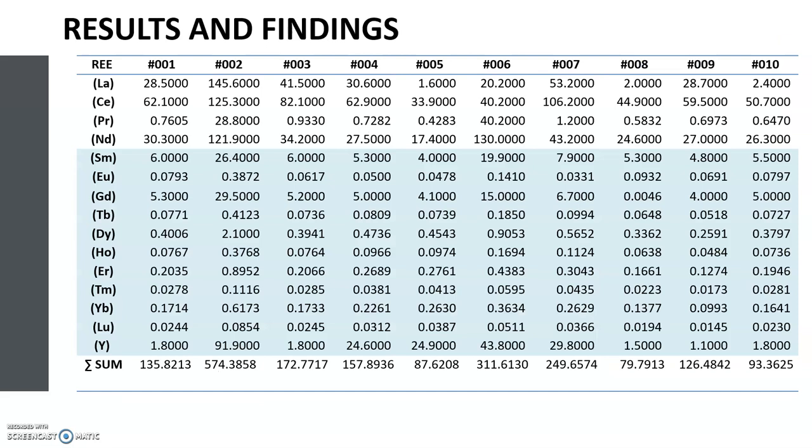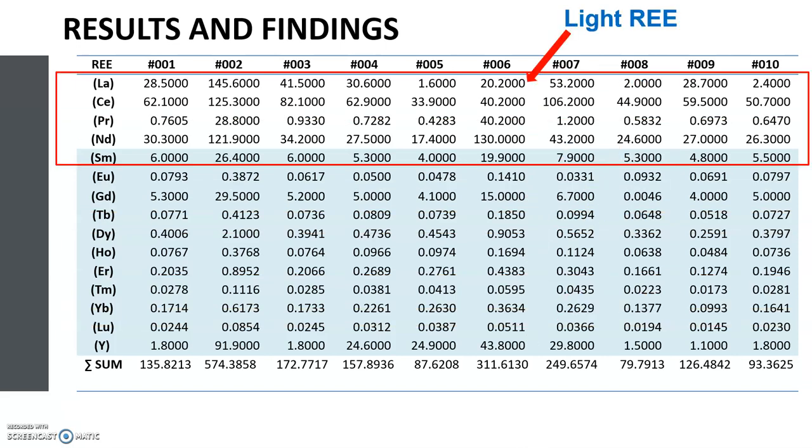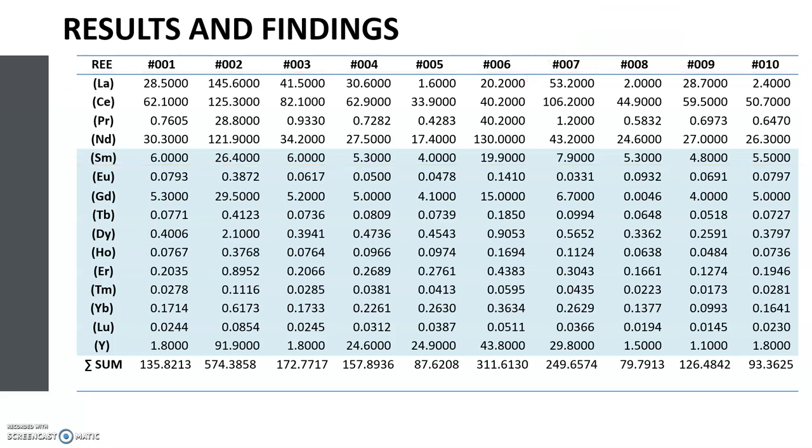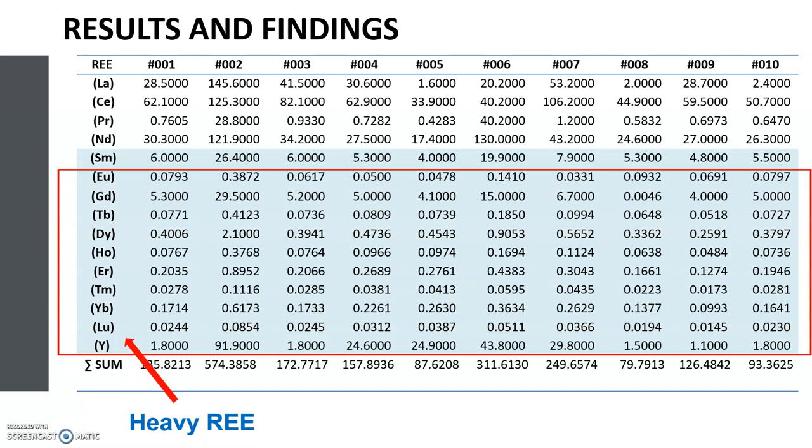So for results and findings, rare earth elements were obtained from ICP-MS analysis for 10 samples of granitoid rocks. Light REE was obtained, except promethium, which is the rarest and only occurs in trace quantities in natural material as it has no long-lived or stable isotope.